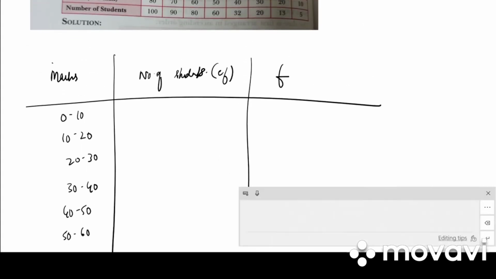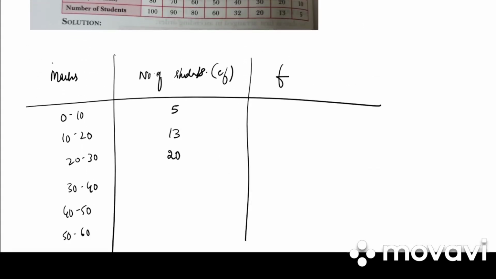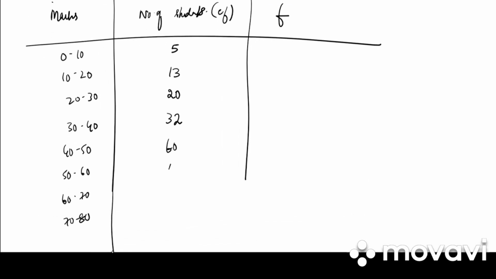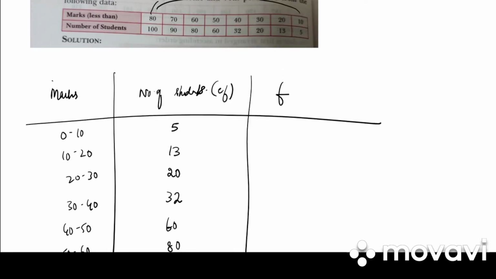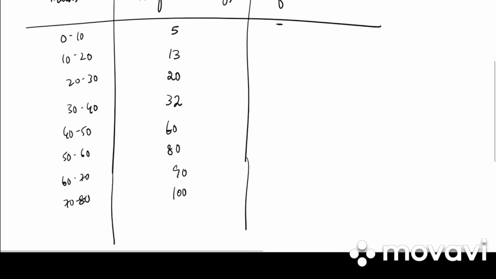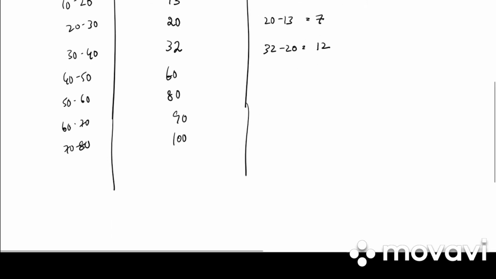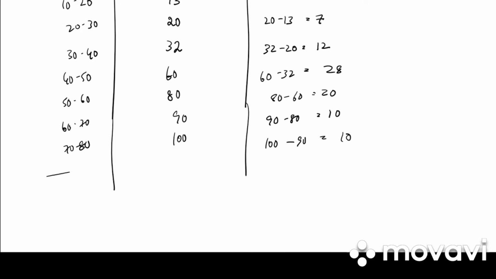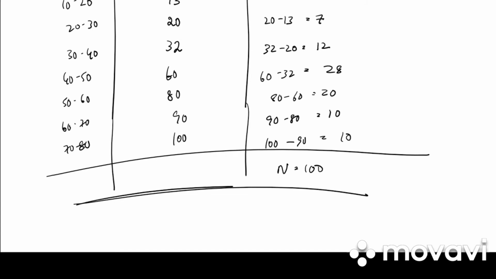What will be the cumulative frequency? First one is 5, 13, 20, 32, 60, 80, 90 and 100. So we have done it in the reverse form. Next we need to find out frequency. 5, 13 minus 5, 8, 20 minus 13, 7, 32 minus 20, 12, 60 minus 32, 28, 80 minus 60, 20, 90 minus 80, 10, 100 minus 90 is 10. So what is n? N is equal to 100.